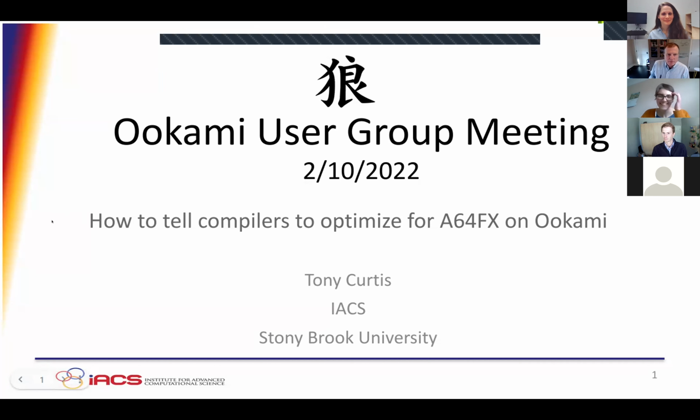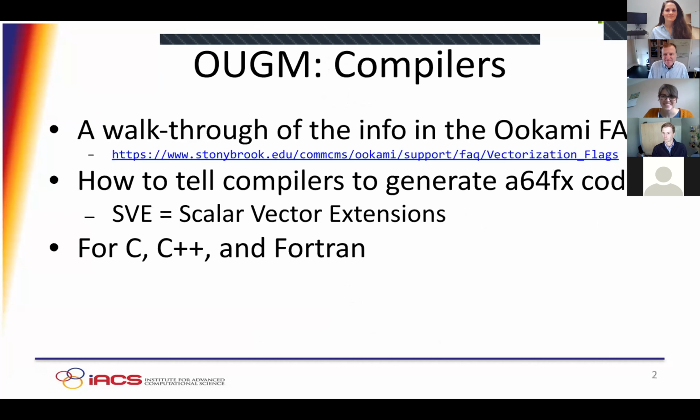Okay, so I'm going to give a presentation talking about how to get the compilers to optimize for the processor in Ookami. And that's the Japanese symbol for Ookami at the top, in case you're wondering. So I'm doing this as a kind of public service announcement. It's a walkthrough of some of the info that's in the Ookami FAQ online already.